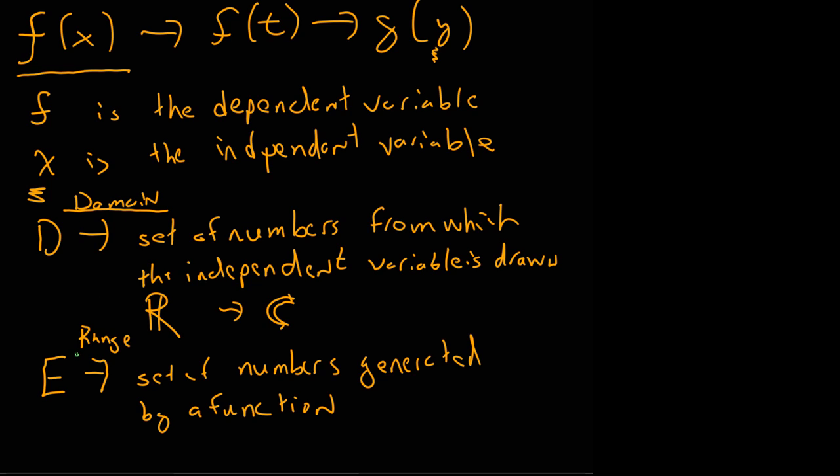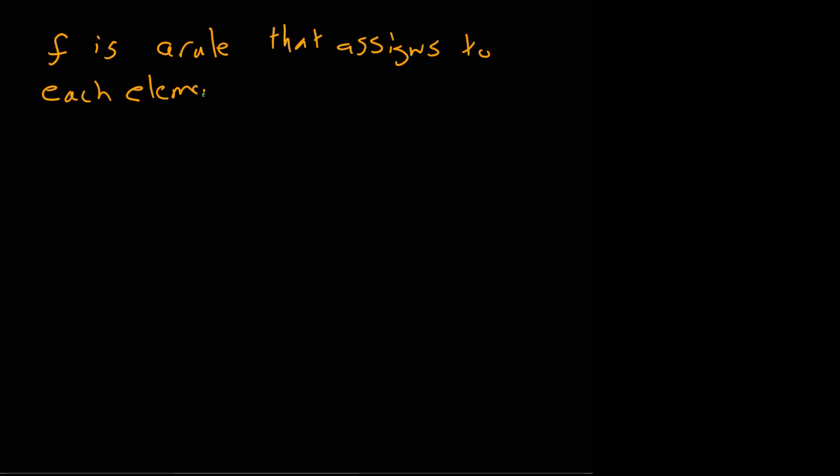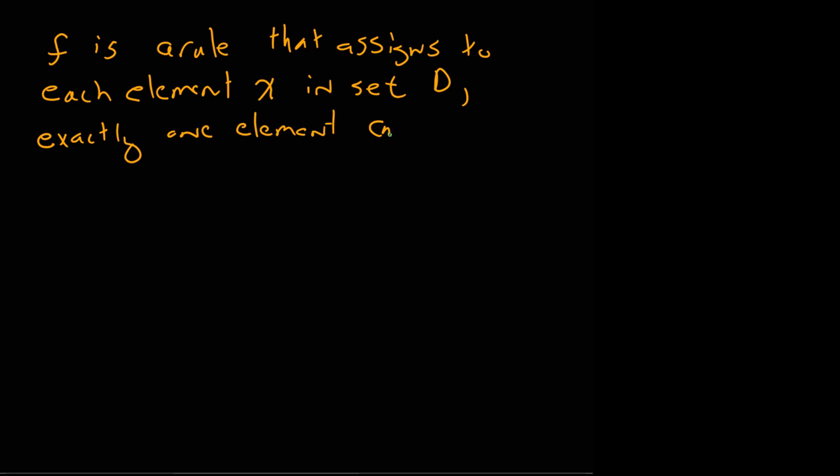So having a domain and a range being a set of numbers, without specifying any particular set, we can say that the definition of a function: f is a rule that assigns to each element x in set D exactly one element called f of x in set E.